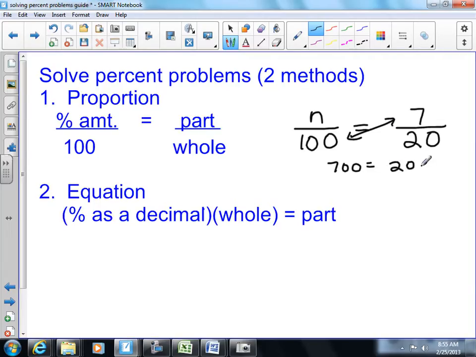equals 20 times N. And then you divide both sides by 20. And what do you come up with? 35. But it is the percent that I'm missing, therefore it is 35%. Now, doing it this way allows you not to have to move that decimal point. Remember, the other way, you had to divide, you got a decimal, and you had to know that you moved your decimal point over. This way, setting up as a proportion with your percent amount over 100 helps you eliminate having to worry about moving the decimal point. If you set it up as a proportion like this, you will never have to move your decimal point.